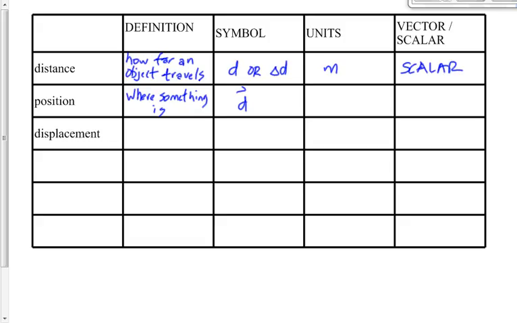Where something is. Units are going to be meters, going to be a vector. Talking about position, we need something called a reference point. You guys know what that might mean?